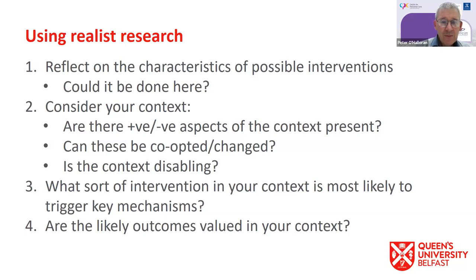And if you're looking at those people in that context, you can ask yourself, well, what's the intervention got to look like to trigger those mechanisms for these people in this context to produce those outcomes? So that might lead you to actually modifying the intervention if you think that doing that is going to trigger the mechanisms. And are the likely outcomes valued in your context? Okay, so a good piece of realist research will not only tell you about outcomes that are expected, but unexpected outcomes. And so it's worth thinking those through when you're thinking about implementation.